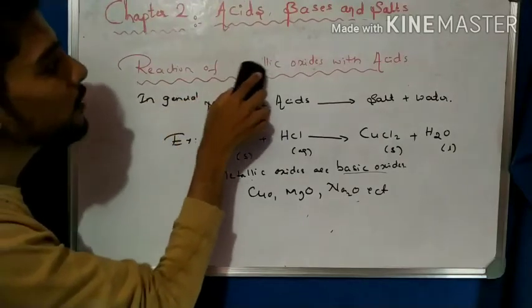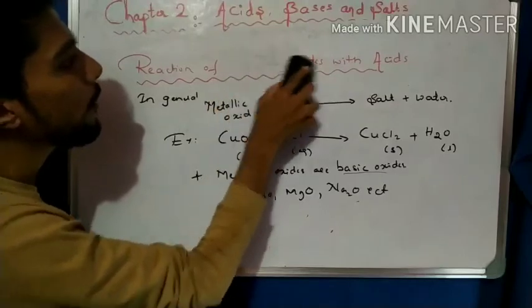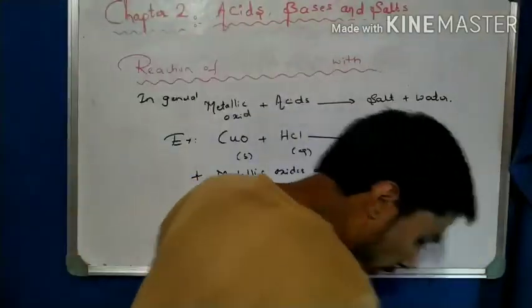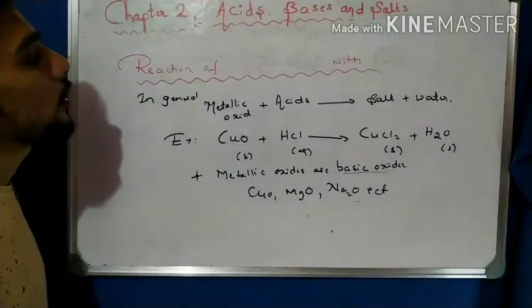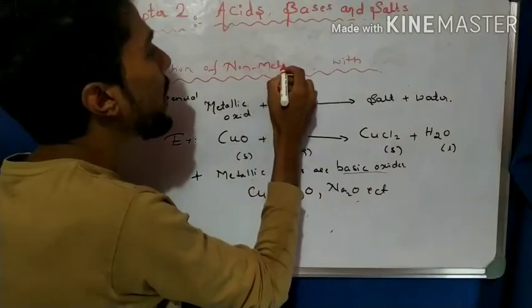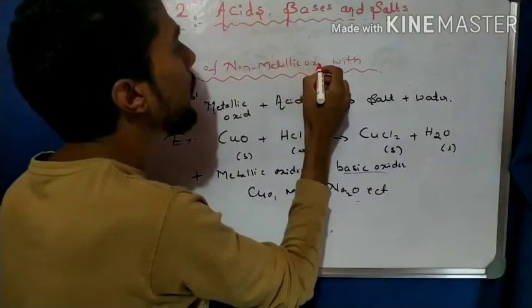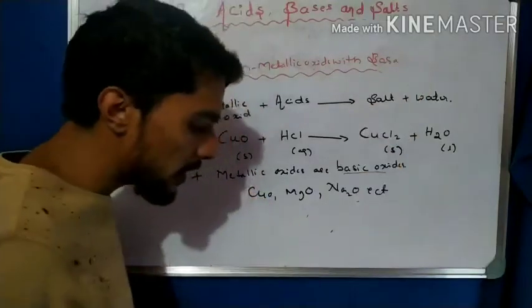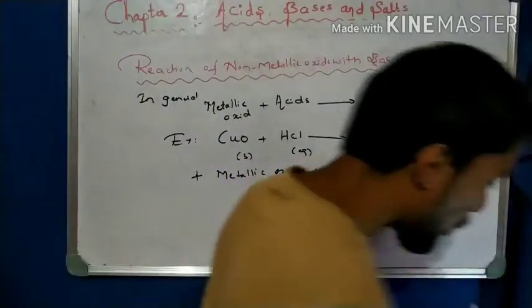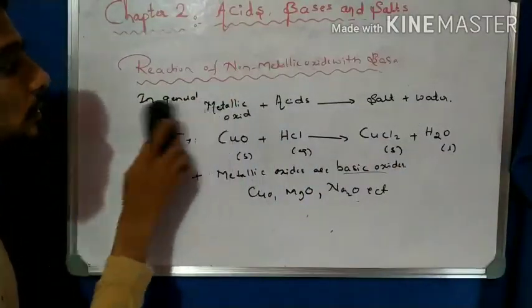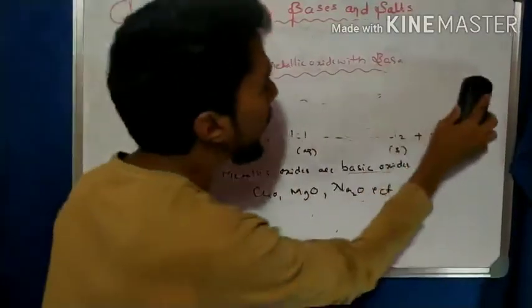After that I can remove this. So in place of metallic oxide, I take now non-metal, and in place of acid I take the base. So I change the title. The title is now changed to non-metallic oxide reacts with the base. So there is another concept that is also important. What happens when non-metal oxide reacts with base?